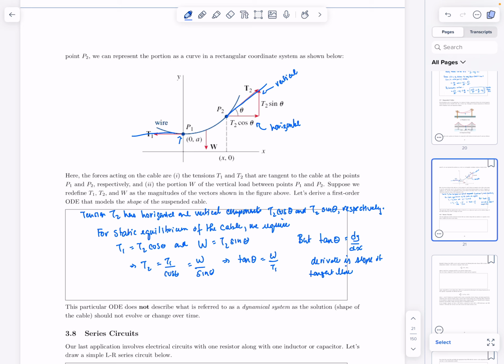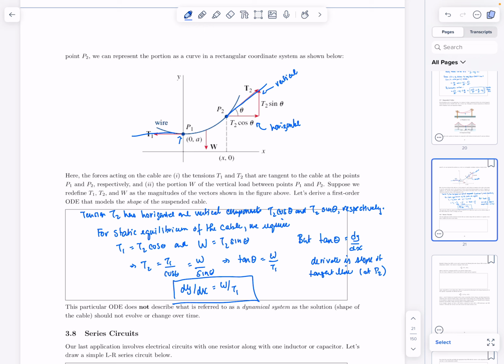Okay, this time it would be at P2, of course. So in fact, this is a very simple first order linear differential equation. For static equilibrium, you must have this happen. The derivative has to be W over T1.